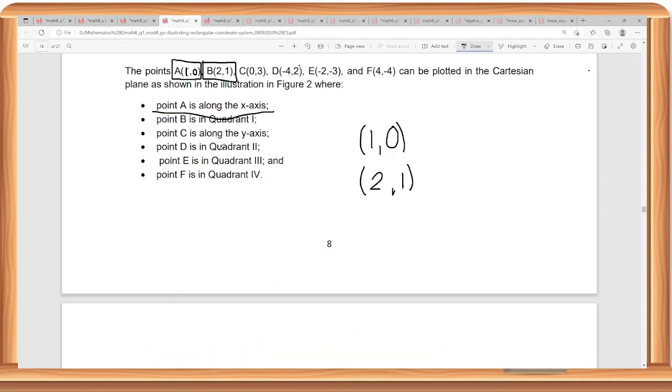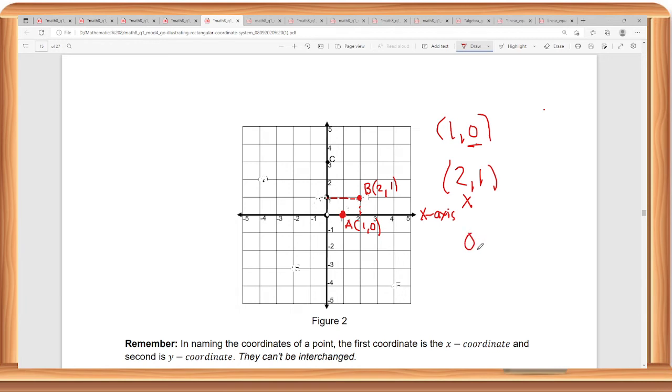The next, as you can see, in C, this time your x coordinate is 0, and the y coordinate is 3. If your x coordinate is 0, so here is 0, and then your y is positive 3, so let's move 3 units from here above because the y coordinate is positive, so we have 1, 2, 3. Therefore point C is located here, wherein the x coordinate is 0 and the y coordinate is 3.